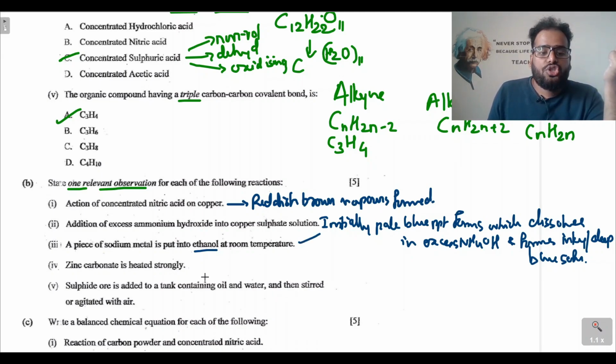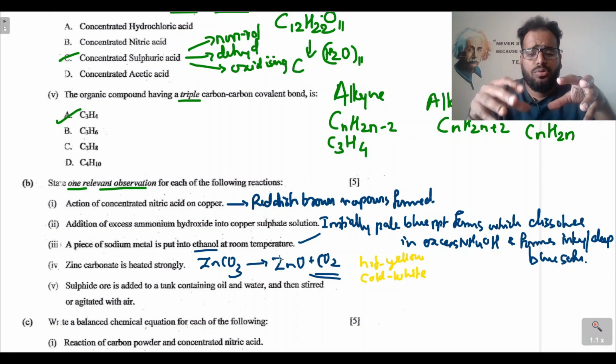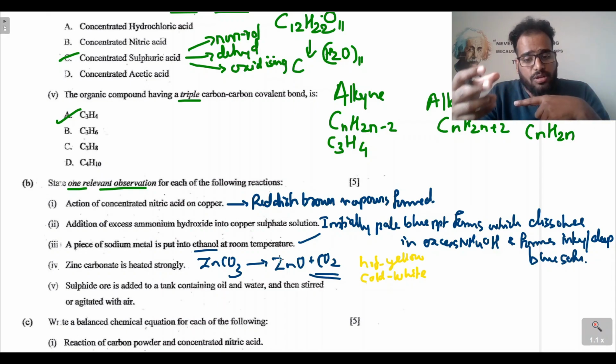Zinc carbonate is heated strongly. जिंक कार्बोनेट को हीट किया तो ZnO होगा और carbon dioxide release होगा. तो write the observation for carbon dioxide, because zinc also you can write the observation. When it is hot it is yellow, when it is cold it is white. And CO2 का you can write the test, that is a colorless, odorless gas which turns lime water milky.